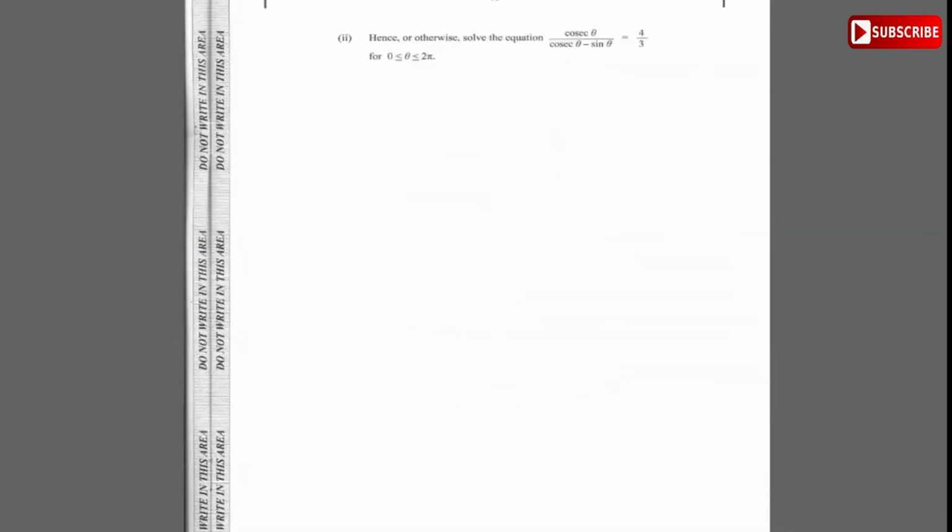Now it says hence or otherwise solve this equation. Hence meaning using what we know, cosec over cosec minus sine. Cosec over cosec minus sine is sec squared theta. So what they're asking you to solve is, hence solve sec squared theta equal to 4 over 3.